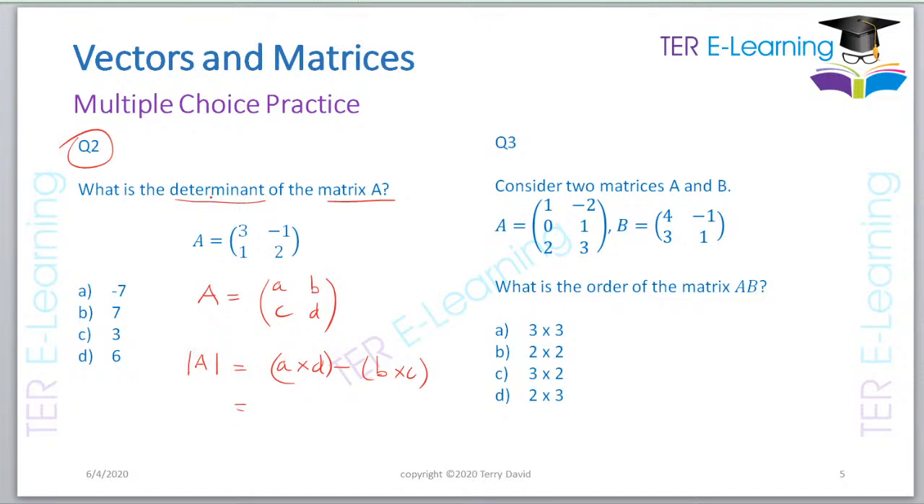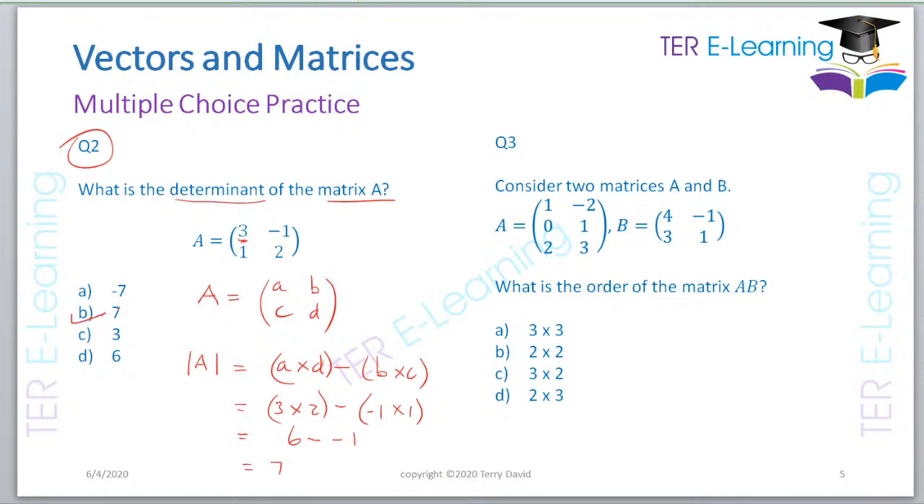So all we're going to do is take the numbers that we have here. We take 3, that's this number here, and multiply by D, which is 2, minus B times C, which is minus 1, multiplied by 1. So 3 multiplied by 2 gives me 6, minus 1 multiplied by 1 gives me minus 1. So 6 minus 1 gives me 7, right?